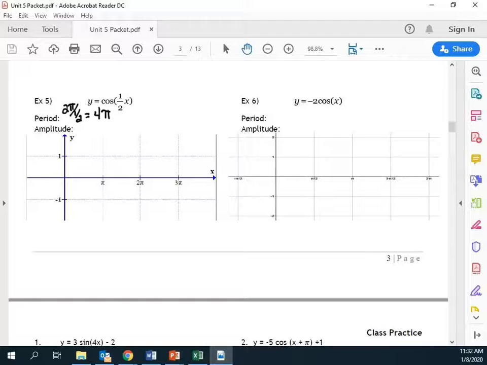So now what have we done to this graph? Right, now we've horizontally stretched it, expanded it, horizontally expanded it, right? What about amplitude? Is it stretched or anything? It's still 1. It's fine. Is there any other thing that's done to this? No, so we just have a stretch of 4 pi.